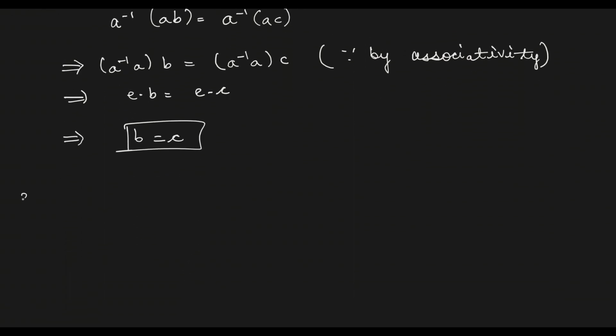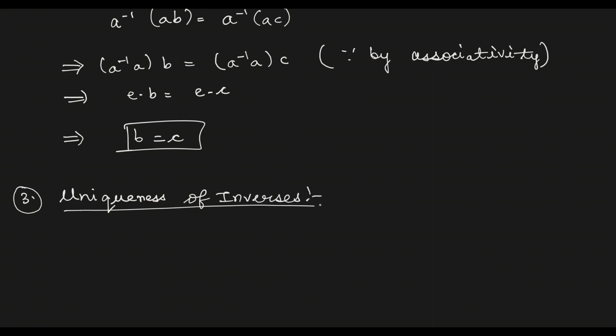Next is uniqueness of inverses. For each element a in a group G, a inverse is unique.